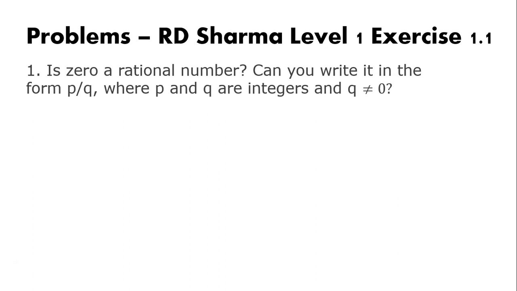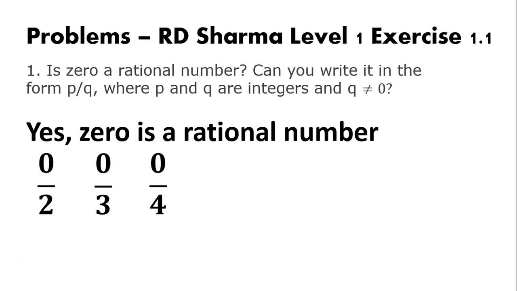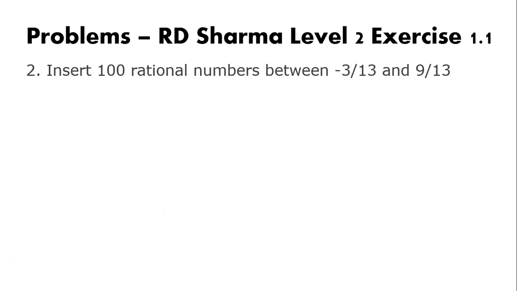So now I'm going to explain some problems from RD Sharma, exercise 1.1. This is a level 1 problem. Is 0 a rational number? Can you write it in the form p by q, where p and q are integers and q does not equal 0? So solution, yes, 0 is a rational number, and it can be written in the form of p by q. For example, 0 by 2, 0 by 3, and 0 by 4.